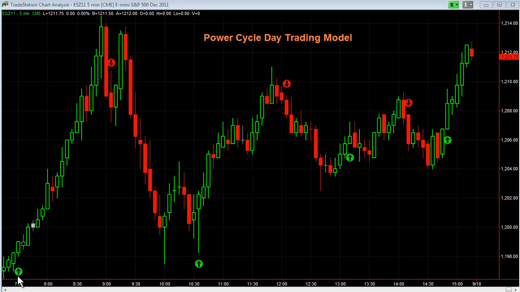So here's the first entry that I just want to point out. This came at about 7:30 Central on September 16th, and you can see it entered right here, and then you had this huge move to the upside. I'm not showing you exits, I'm just showing the entries because there are a lot of different exit zones that we use. So I just wanted to show you the power of the entries.